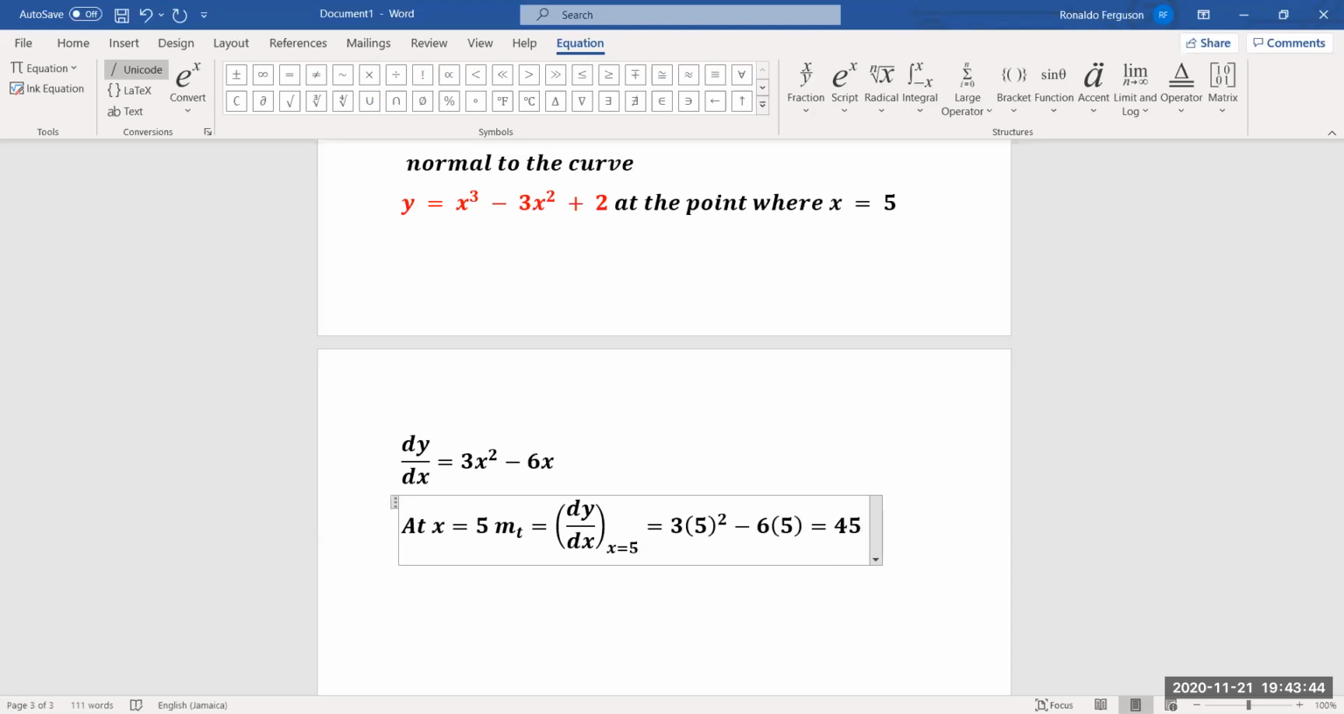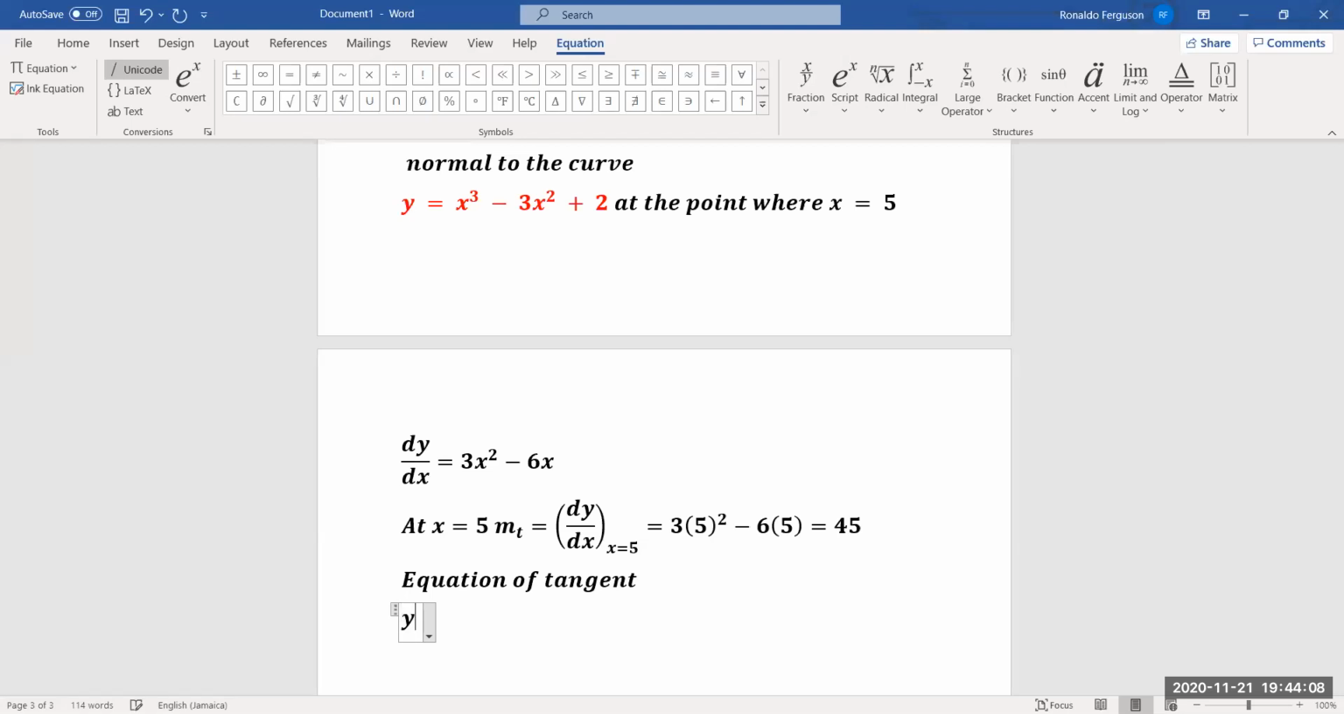Nice. So that's the gradient of the tangent. So what's the equation of the tangent now? You have to plug back. You have to plug in 5 into the original equation first, to get the y point. Very good. So let's plug in 5 now.